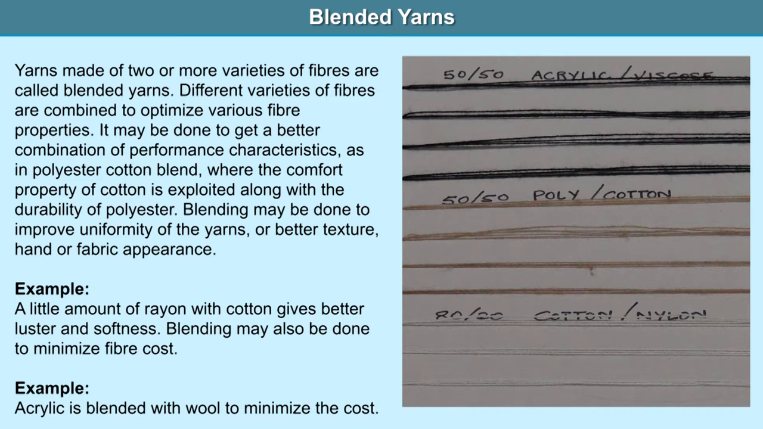Blending may be done to improve uniformity of the yarns or for better texture, hand or fabric appearance. To quote an example, if a little amount of rayon is mixed with cotton, it gives better luster and softness. It may also be done to minimize fiber cost. For example, acrylic is blended with wool to minimize the cost.